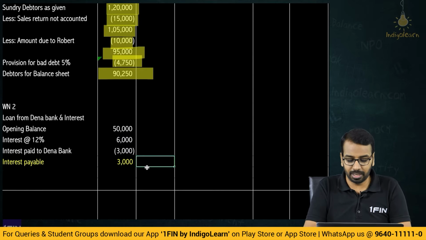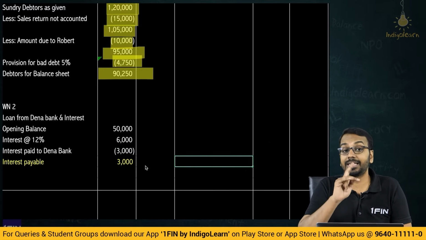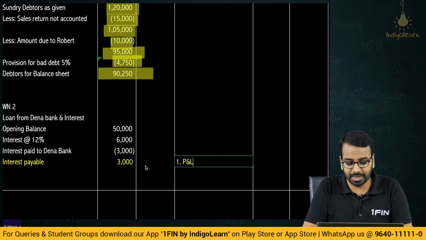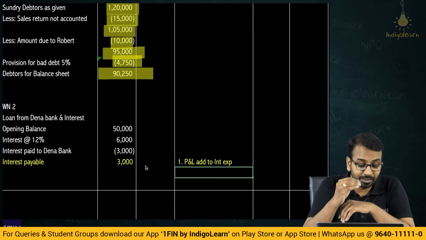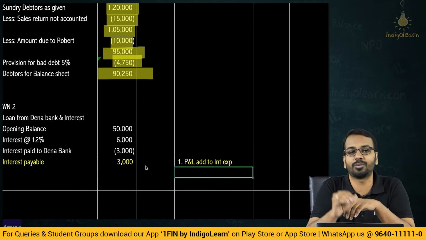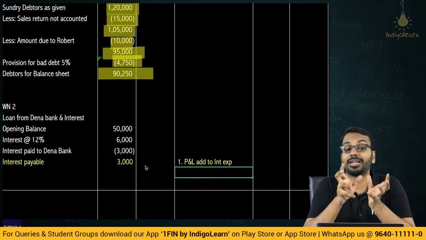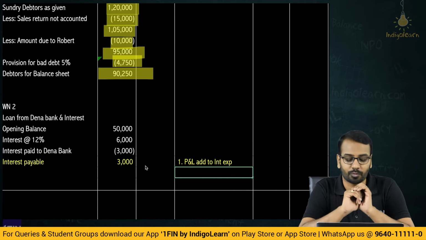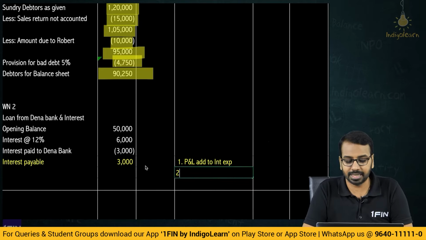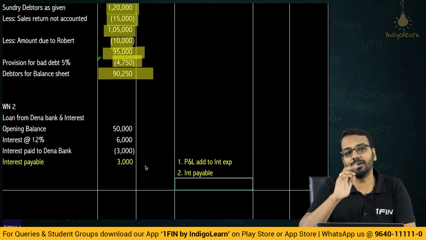Now this 3,000 payable is outstanding. Now this 3,000 of interest payable has two impacts. Number 1, in the P&L you will add it to interest expense. Sir, why are we adding to interest expense? Because we have not yet provided for this 3,000 of interest expense. The question says interest paid 4,500, that includes 3,000 paid to Dena Bank. But whatever is payable to Dena Bank, that we have not provided. Then second, show it as interest payable in the balance sheet. Okay, so two impacts, one in the P&L, second in the balance sheet.